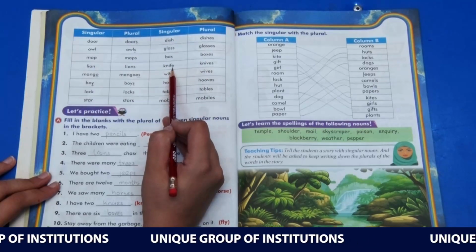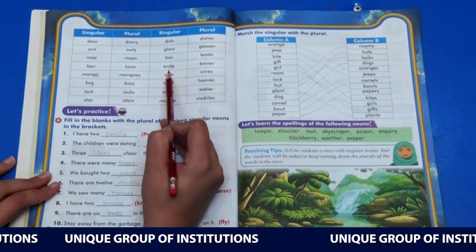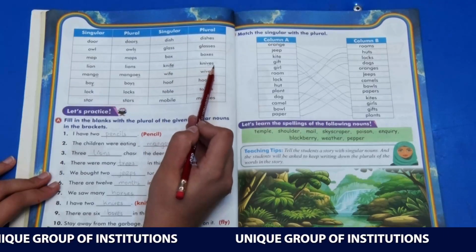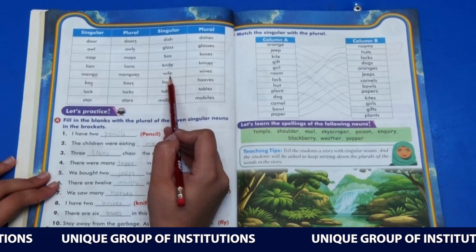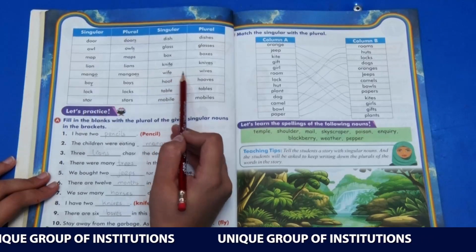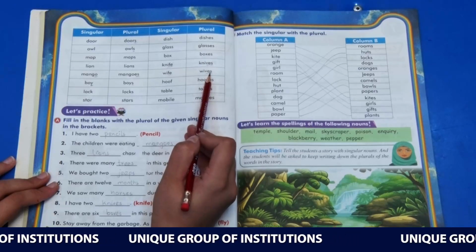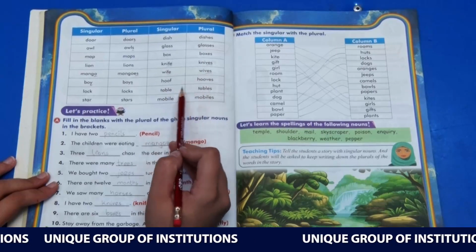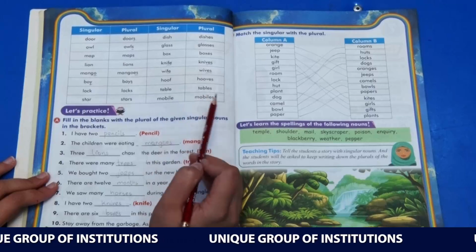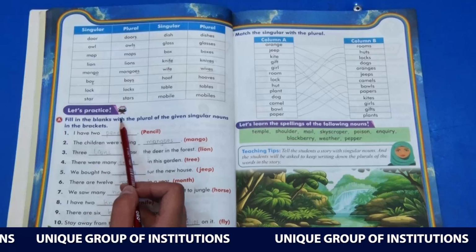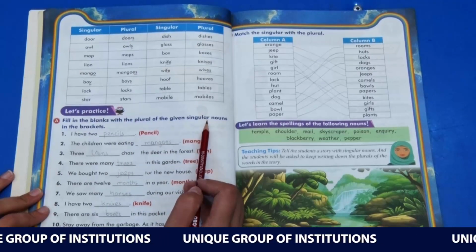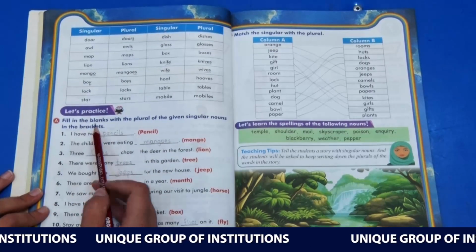As knife has fe at the last, we need to remove fe and put ves to make it plural. Then we have wife. The same case: we need to remove fe and put ves to make it plural. Hoof, hoofs, table, tables, mobile, mobiles. Now let's practice filling in the blanks. Fill in the blanks with the plural of the given singular nouns in the bracket.